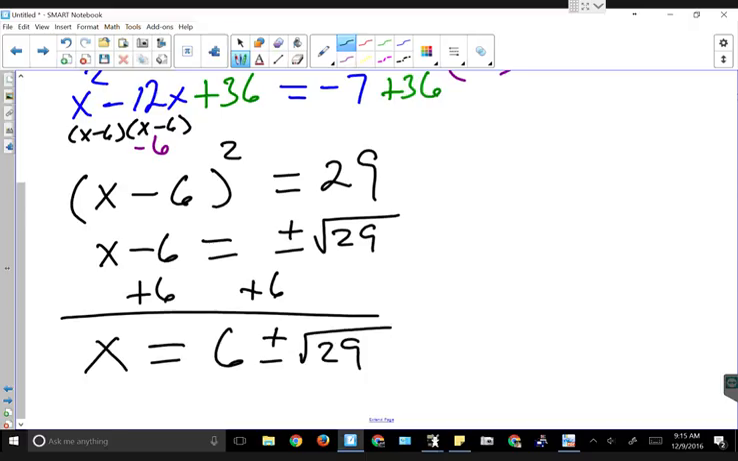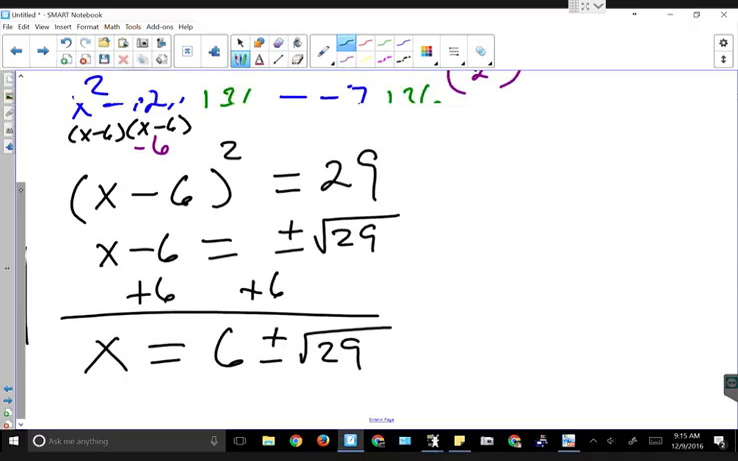Now, unless you actually have some numbers that can be added or subtracted, you can get by writing things like that: 6 plus or minus the square root of 29. Those are the values that solve this for where it's equal to 0.